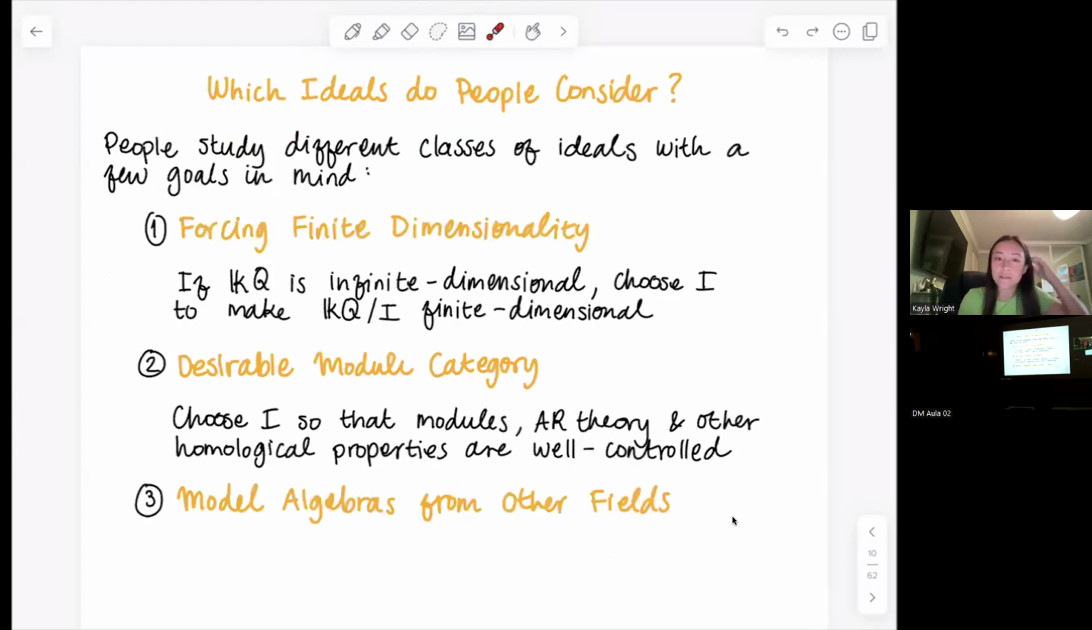People consider lots of different ideals. I'm sure that everyone probably knows more about this than me here. But the way that I like to think about these conditions on the ideals are maybe.